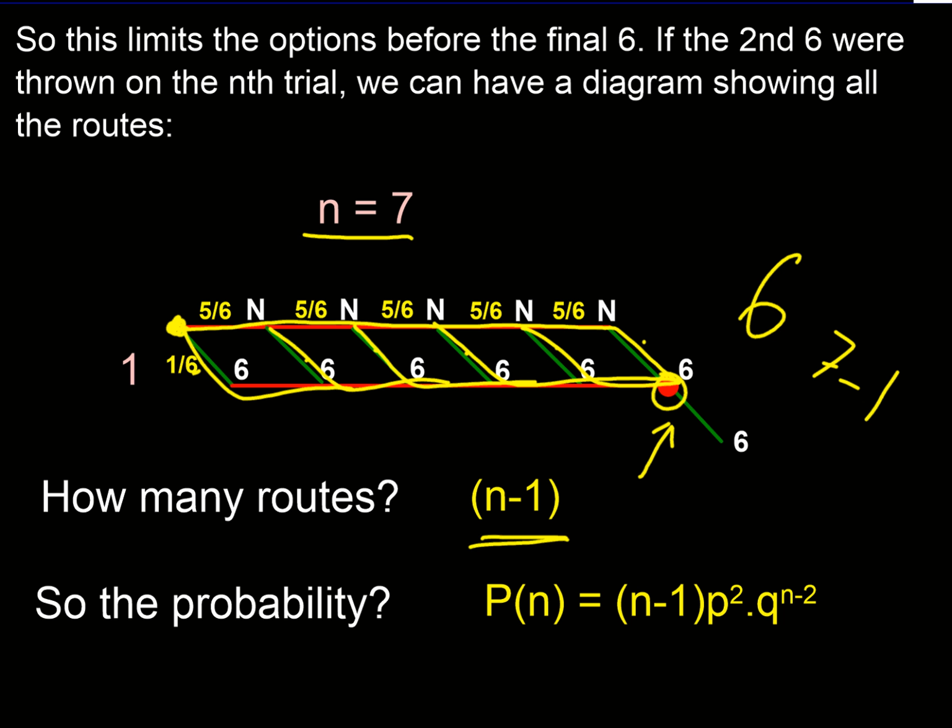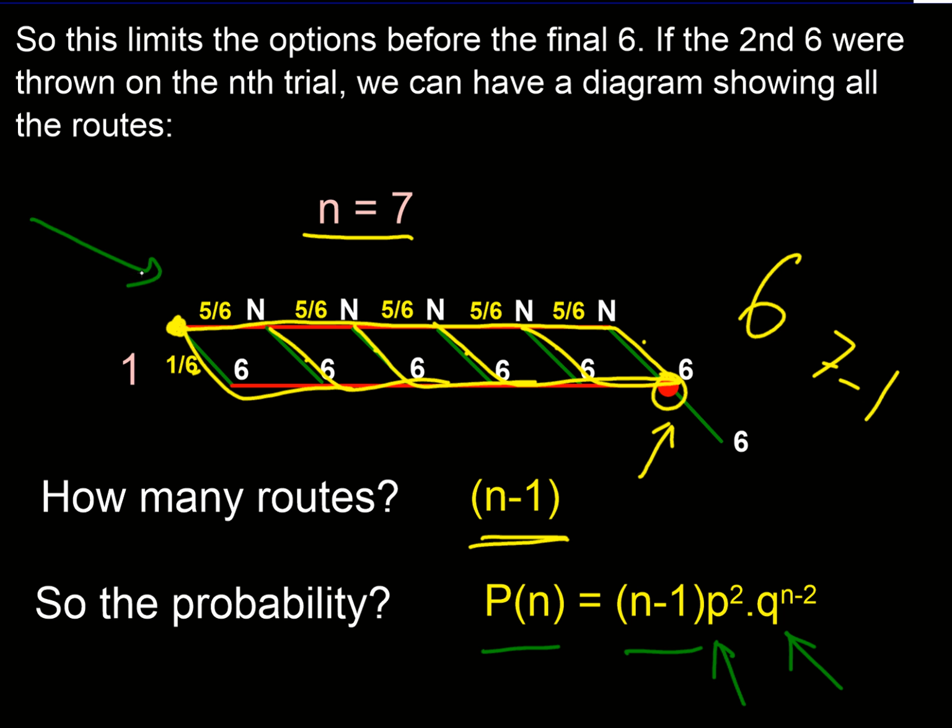So what does that tell us about the probability? Well, like a binomial, we've got n minus 1 ways of getting this outcome. We've got 2 successes, so I've got p to the 2, and I've got n minus 2 failures, so that will be q to the n minus 2. So what we've got now is a nice way of presenting what we're doing.